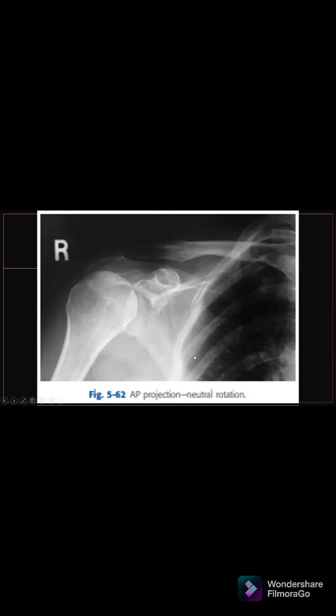And then lastly is the AP projection neutral rotation. So this is the acromion. Ito siya, medyo dark lang siya, hindi siya masyado klaro. And this is the coracoid process. The scapulohumeral joint. Medyo heavy ang superimposition na mahirap siya i-visualize. The greater tubercle and the lesser tubercle. Itong bump dito. Kita yung white.